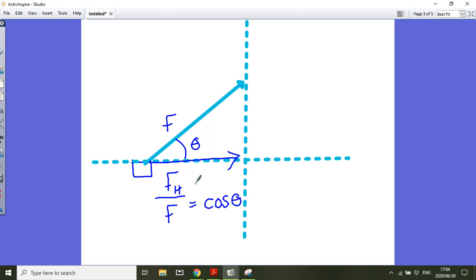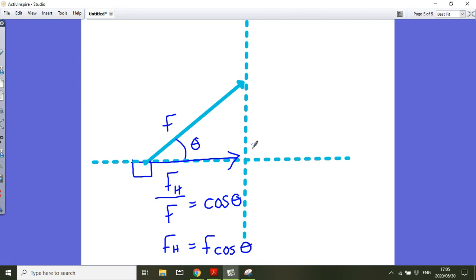You don't need to know complicated trig, but this you need to know. So to get the horizontal component, in this case, please always go and look where your theta is. Just don't say horizontal is always cos, because it's not true. So F horizontal is going to be F cos theta. And then you can calculate it.